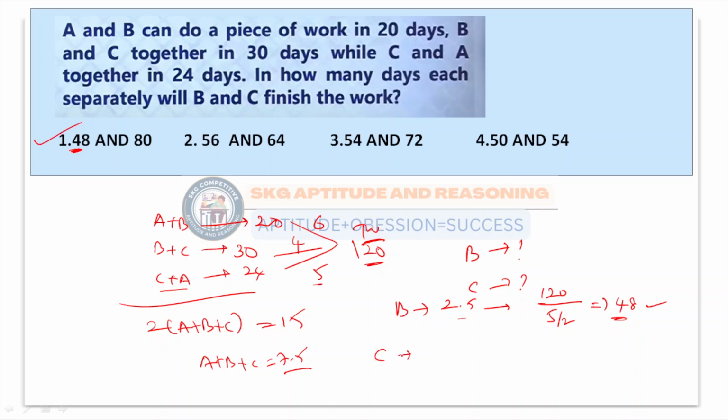Okay. Similarly, try also for C here. A plus B value you are getting is 6 and A plus B plus C value is 7.5. So the efficiency of C is 1.5. So 120 divided by 1.5 can be written as 3 by 2. If we simplify this, the answer is 80 days. So B will take 48 days to complete the work and C will take 80 days to complete the work here.